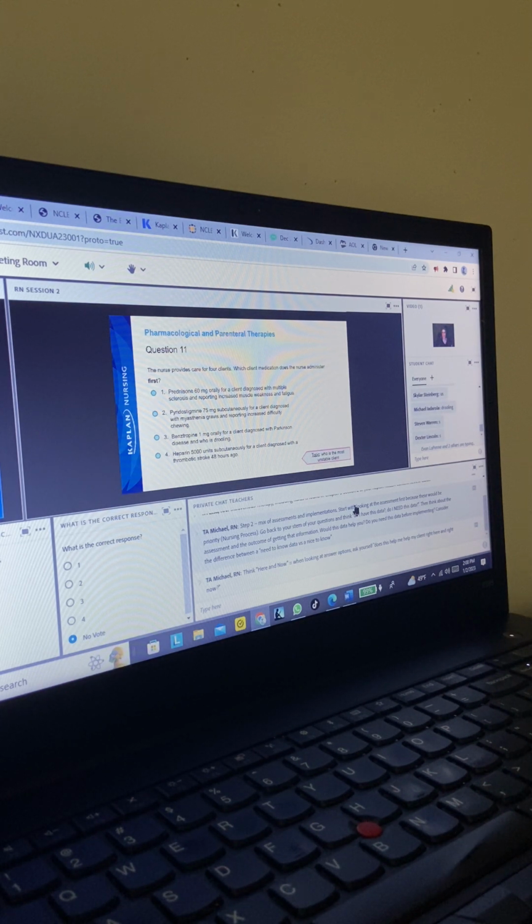Now the drooling part, sure, drooling is a risk for aspiration. However, drooling is common and expected with Parkinson's disease. So I think 3 is a little more stable. And let's do 4, and then we'll go back. I'll address the comment on 1. Okay, number 4, heparin 5000 sub-Q for a client with a thrombotic stroke 48 hours ago.